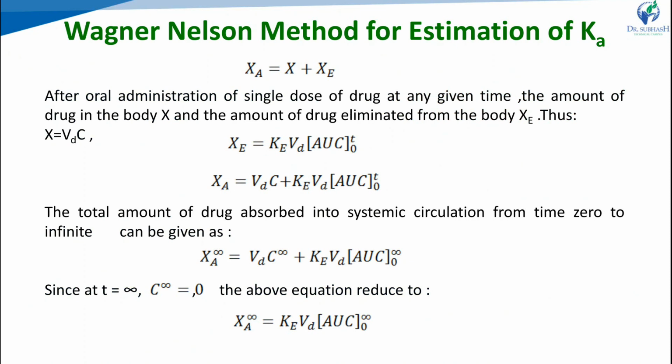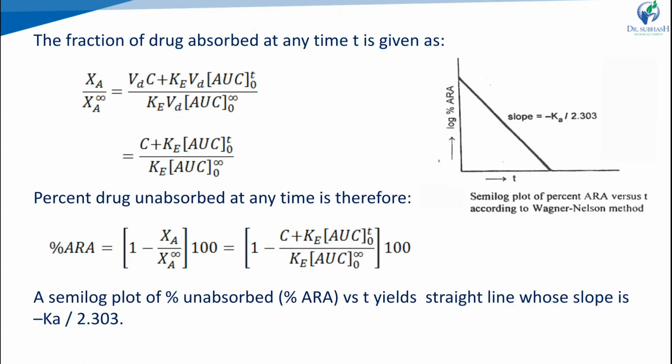Since at t equal to infinity, C infinity becomes 0, so the equation becomes Xa infinity, with C infinity being 0, meaning that value is 0. So Xa infinity is equal to Ke into Vd into AUC 0 to infinity.